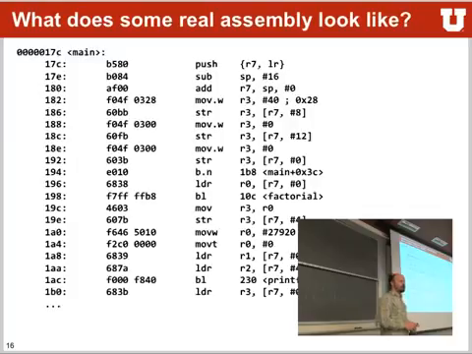Okay, so what does some real assembly look like? This is a code example where we took an assembly code, we put it into opcode, into objects, and then disassembled it, and this is what you get out of it. Do you guys recognize many of these functions, or could you look at this and tell approximately what's going on here?